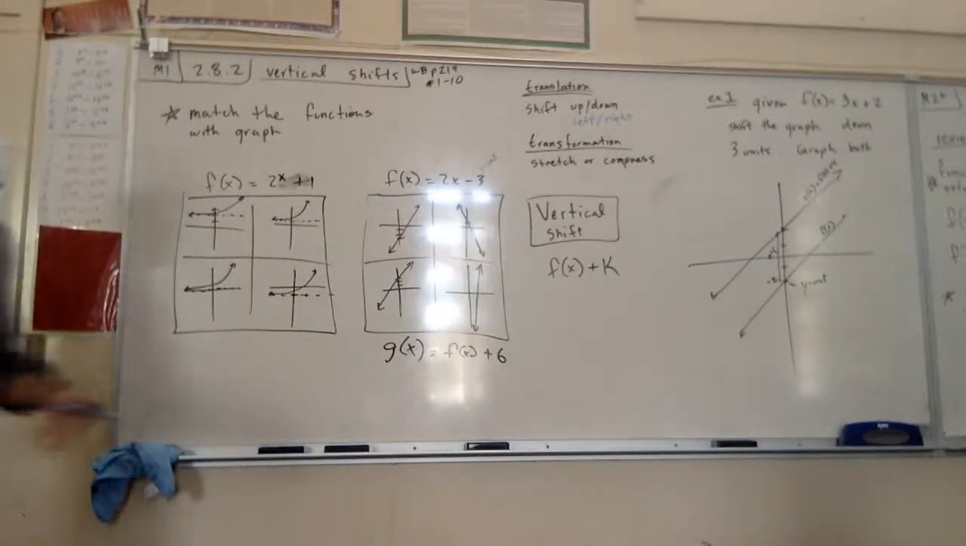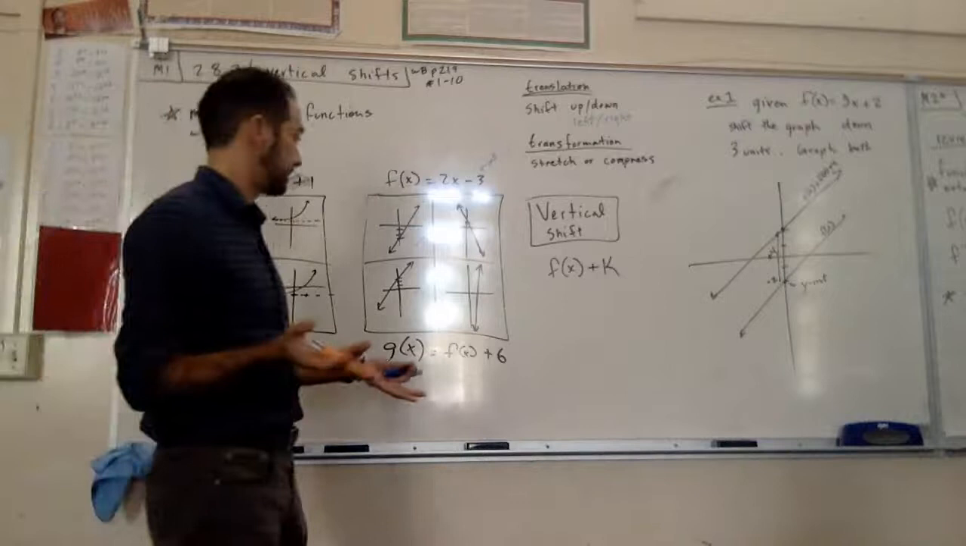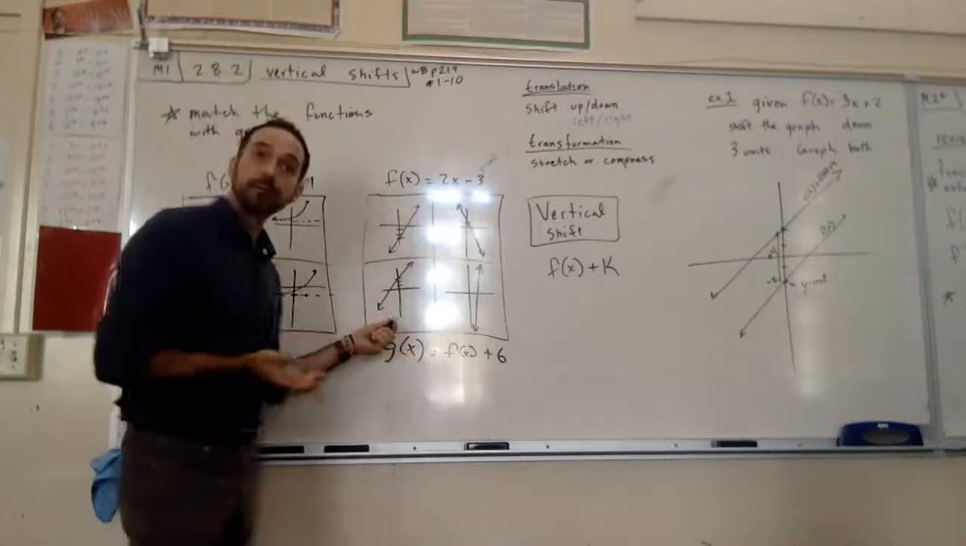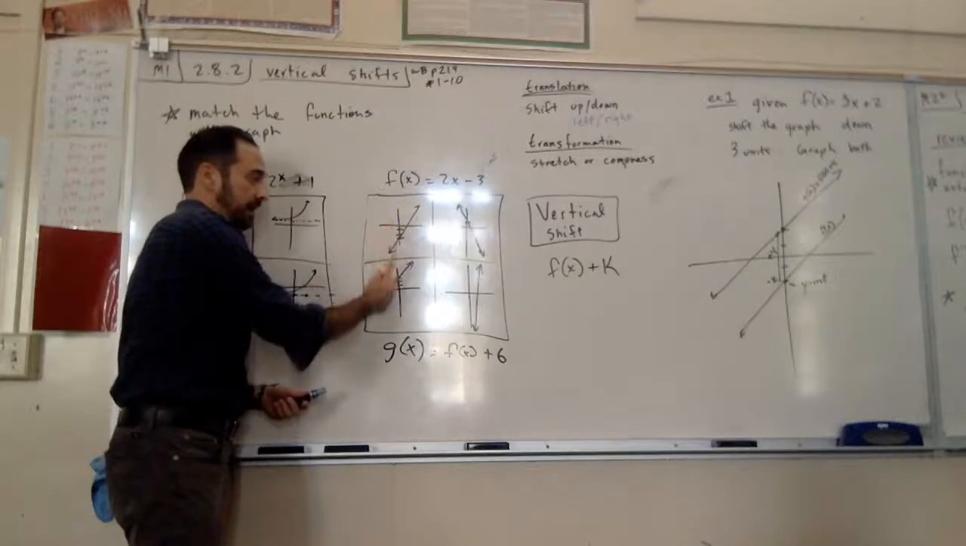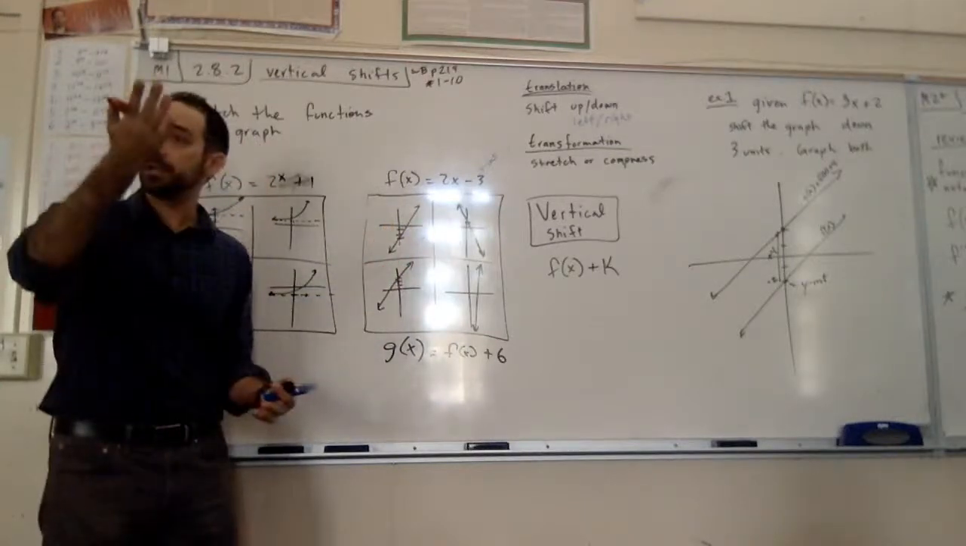Which one of them matches there, Genevieve? The bottom left. You see how it's the same slope? Yeah. The y-intercept's a -3 here. Now it's a +3. I went up 6.